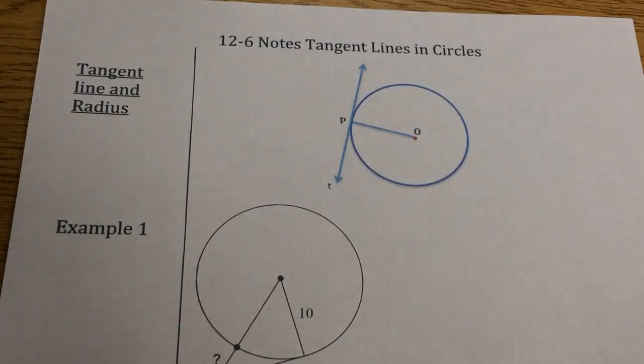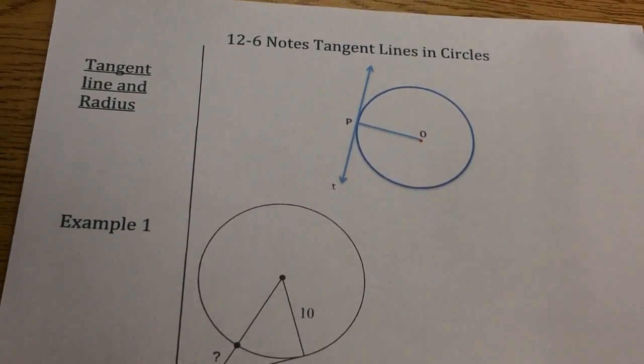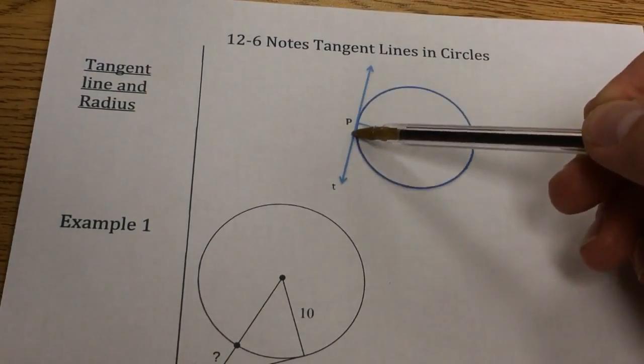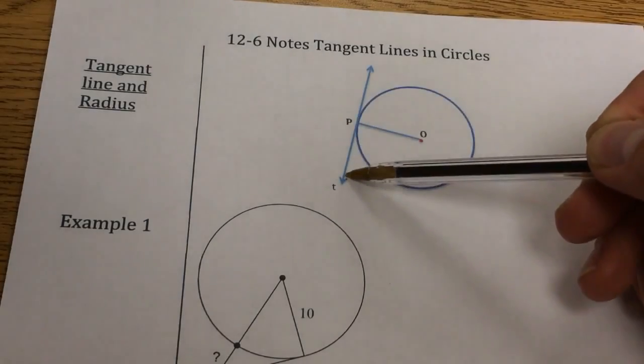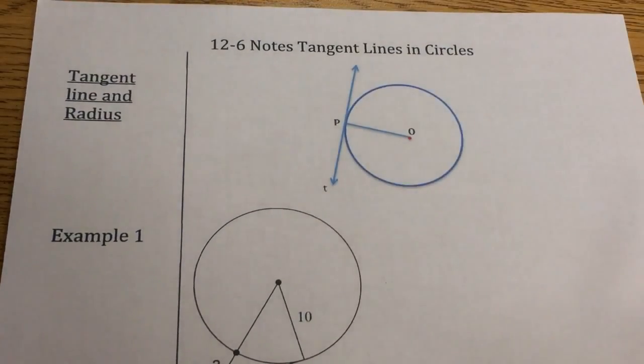Okay, so we know what a tangent line is. We've seen that before. We should know that a tangent line intersects a circle at exactly one point. The first part of these notes deal with tangent lines with a radius. There's some relationship that goes on with those.